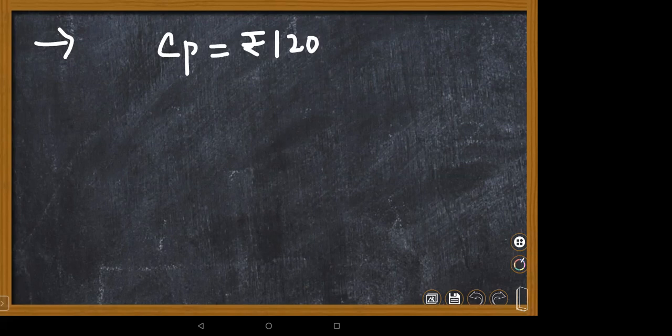Ma'am, next question we will solve. Okay, children, each and every question is different. I'm not taking similar questions. I will give the same number of questions for practice in the quizzes. The cost price of an article was rupees 120, and it was sold at rupees 100. Selling price was rupees 100.